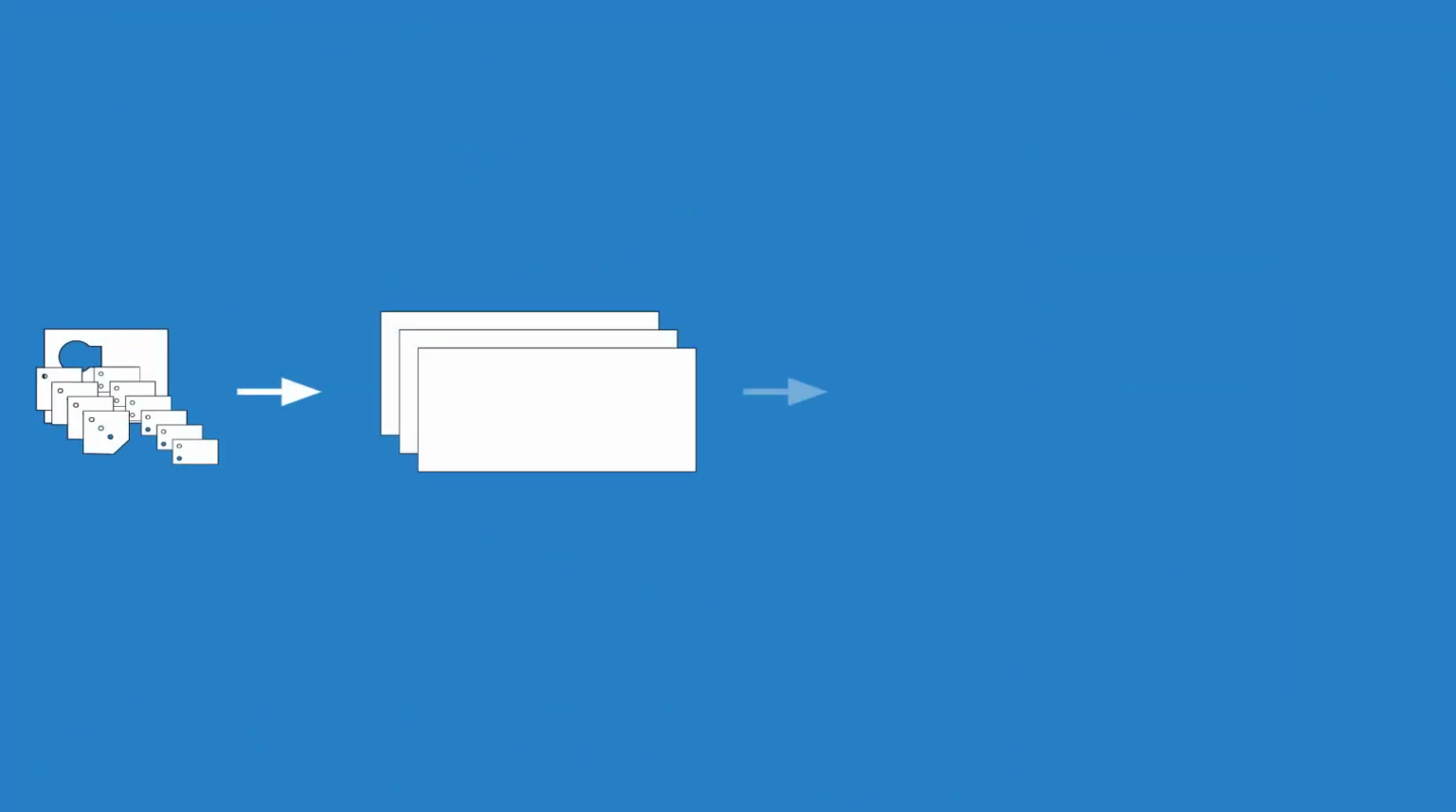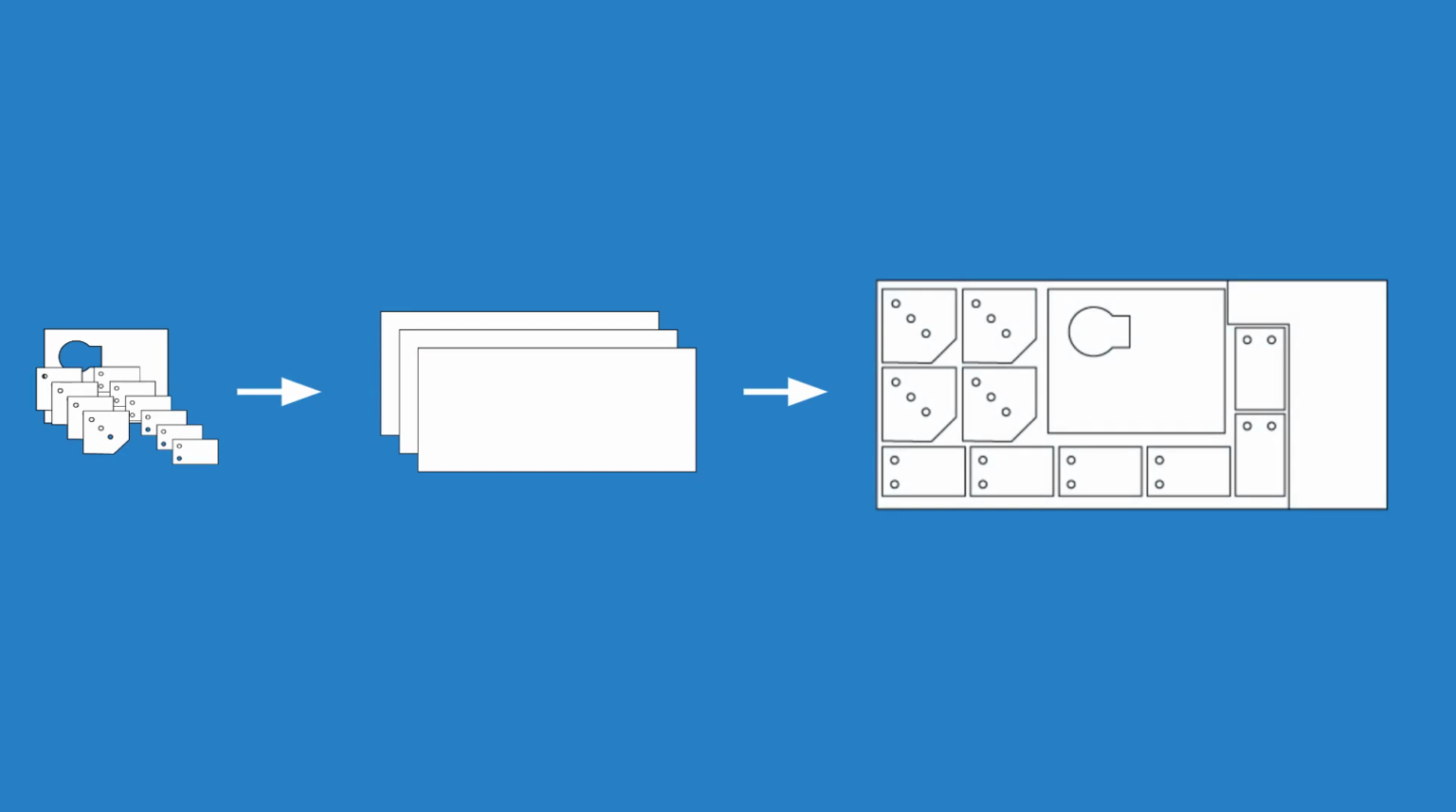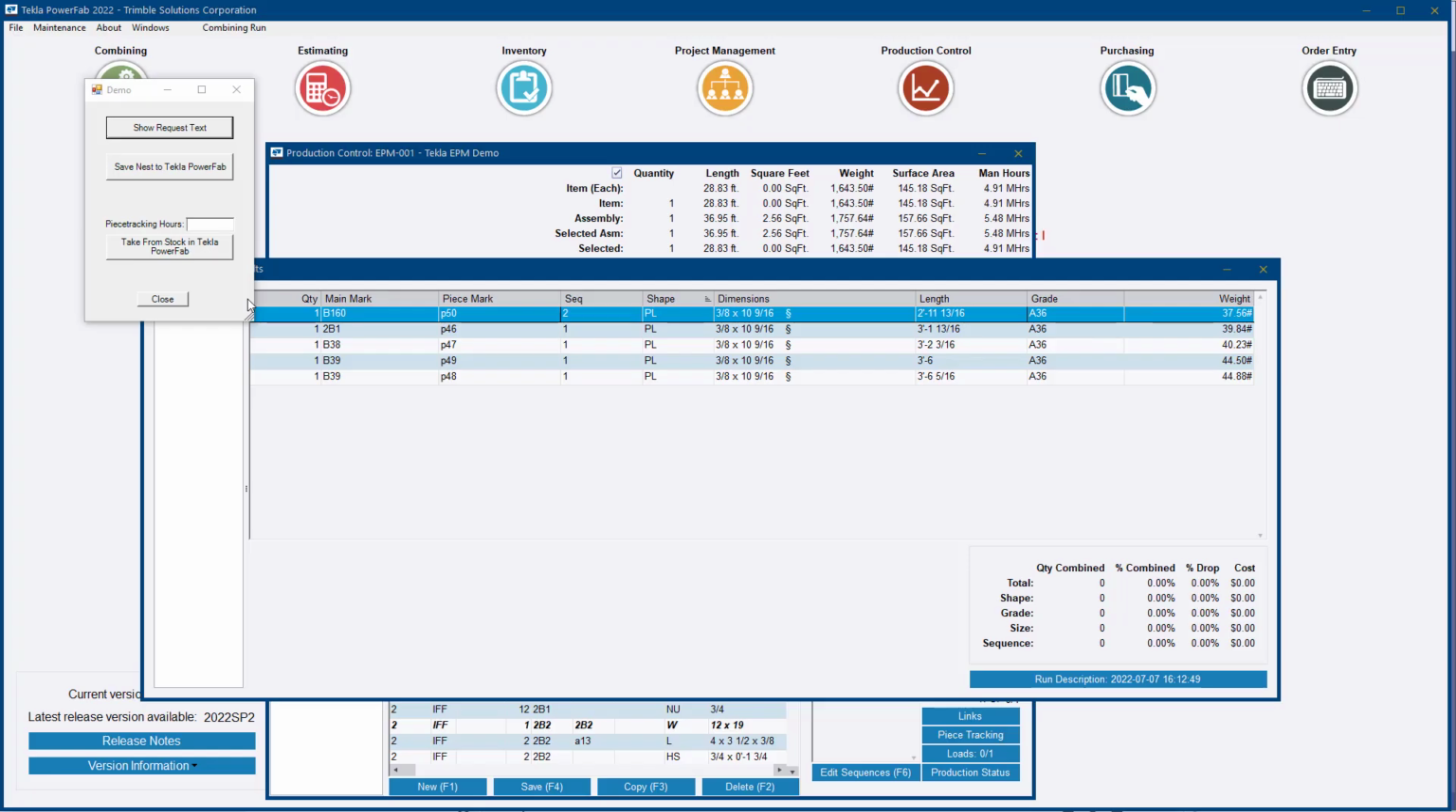Your software would then take these parts and the available inventory and build a nest. Once you're ready to send the nest to Tekla PowerFab, then you call SaveNest. We'll send a fake nest for now by clicking SaveNest to Tekla PowerFab. Now let's look at what this has done.